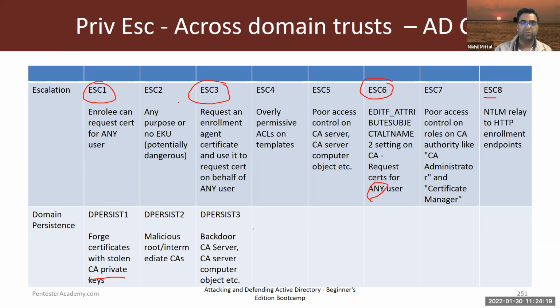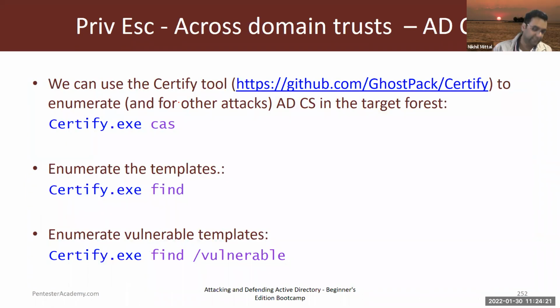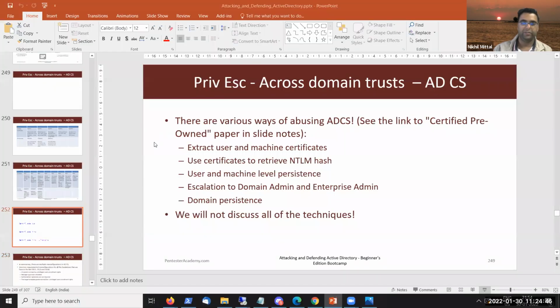So let's take a look at ESC1, ESC3, and ESC6. But before that, how do you enumerate if ADCS is in use in the target environment? We are going to use a slightly modified version of Certify, simply so that Defender does not detect it. If we run certify.exe CAs, that lists the enterprise CAs in the current environment.